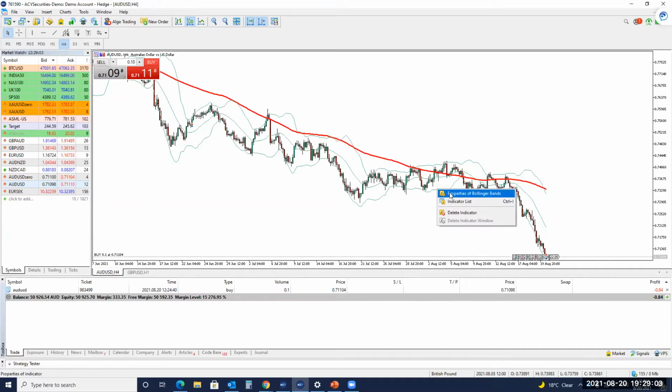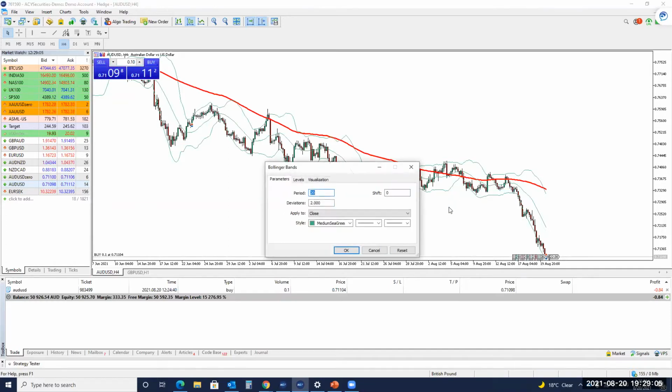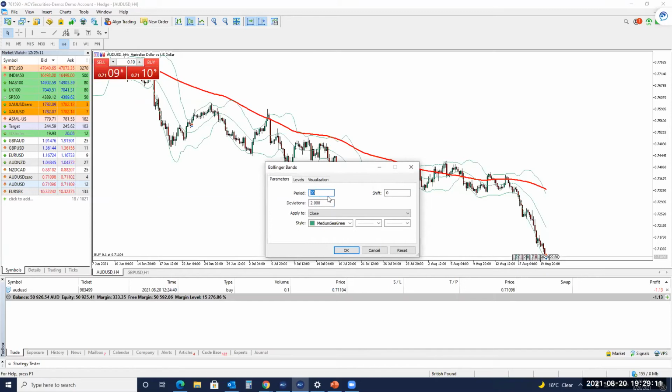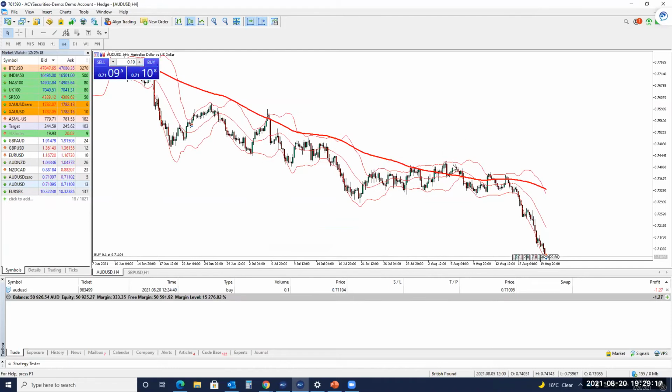If I was looking to change the properties and set parameters on my Bollinger Bands, I can do exactly that by right-clicking, Properties, Bollinger Band, and I can change it up. If I want to change the style, I can do that. I can make it red. I can play around with the settings. There's a number of things I can do to the parameters.